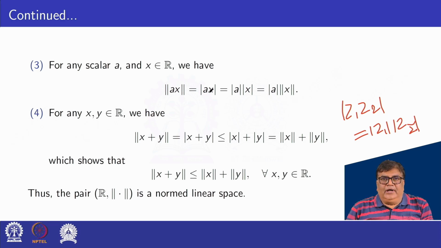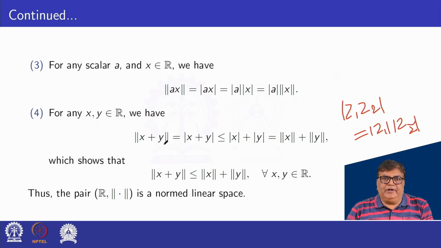So mod Ax can be written as mod A mod x, and mod x is a vector, so mod x can be written as norm x. So norm Ax is equal to mod A norm x. Third property also satisfied.